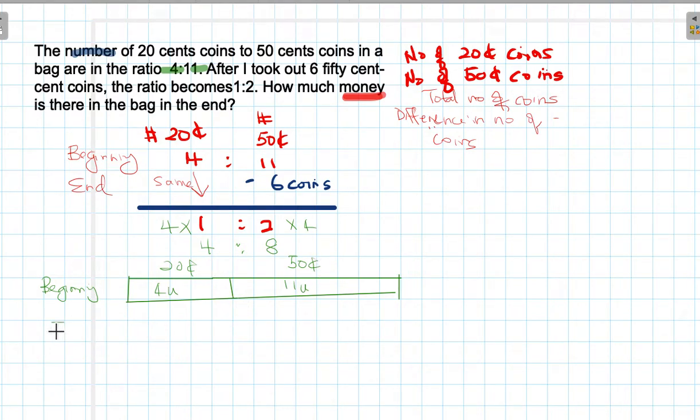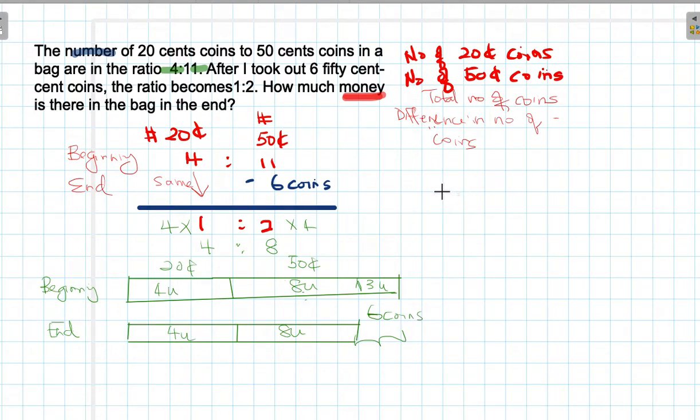But then in the end, over here, it is still 4 units, right? But then here minus 6 coins, correct or not? And then what I'm left with is actually 8 units. Let me make things easier for you to view. So 8 units will be here. So here is 3 units. And this 3 units is caused by the removal of 6 coins.